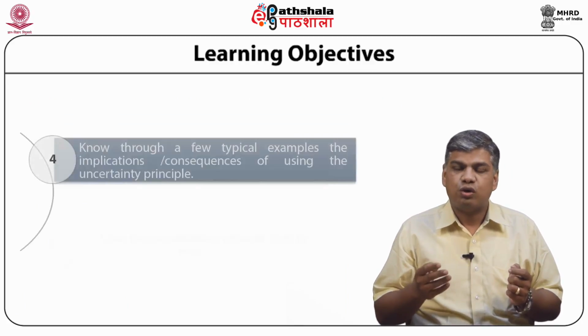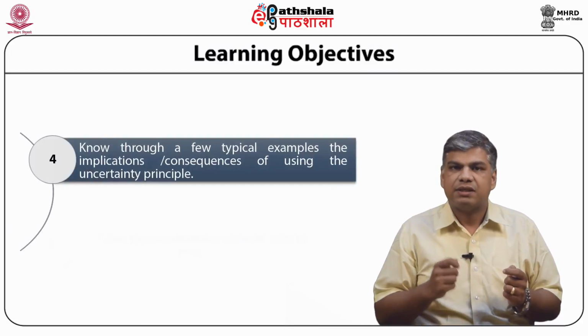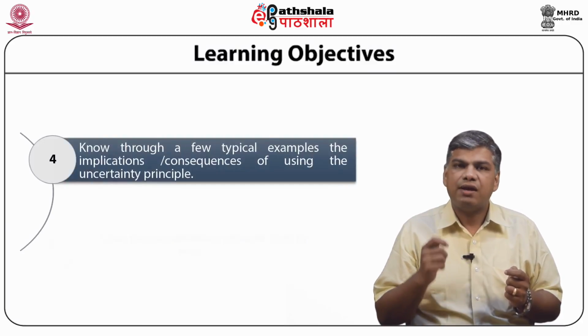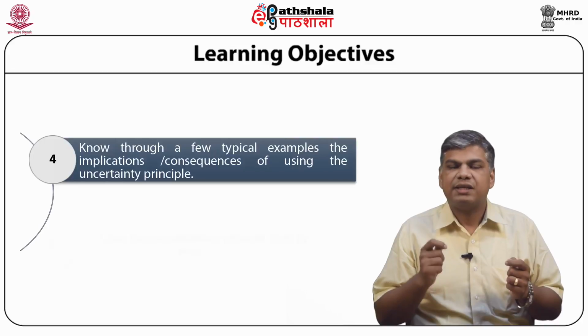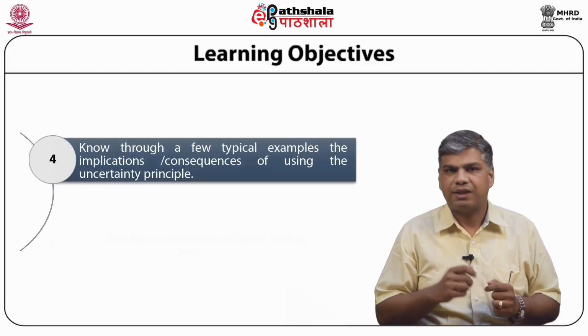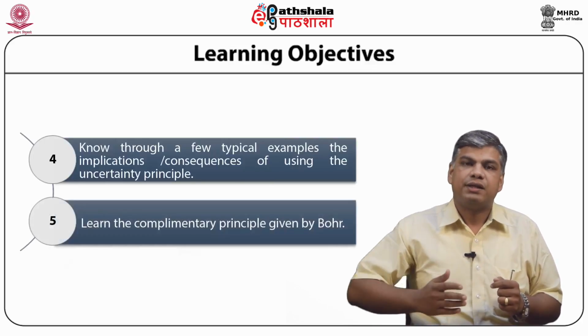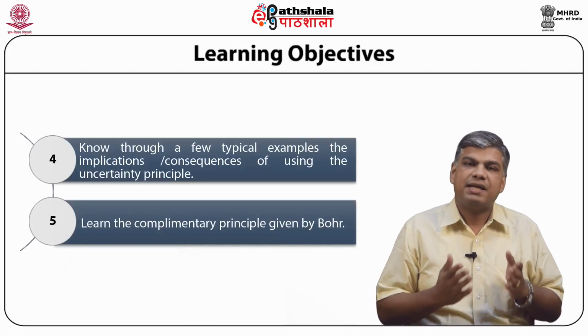Fourthly, know through a few typical examples the implications and consequences of using the uncertainty principle. Then we learn the complementary principle as given by Bohr. Finally, in this module, which is in continuation of the preceding one, we'll get introduced to the concepts such as Heisenberg's uncertainty principle and the complementary principle enunciated by Bohr.